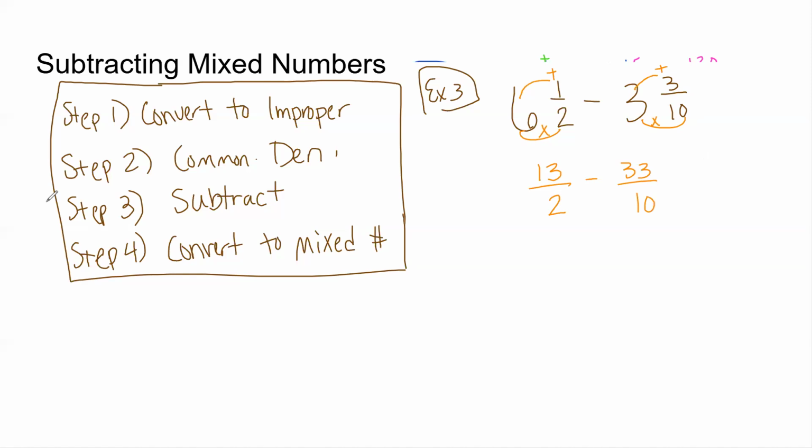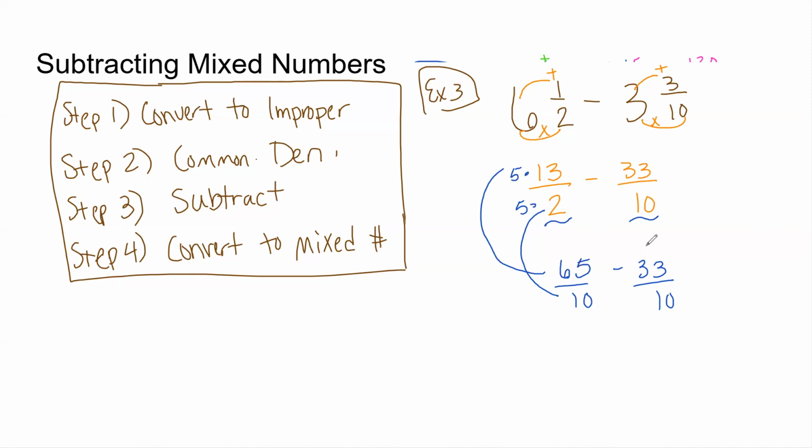We cannot subtract those. They do not have a common denominator. Go through your times tables for 2 and 10. They would both hit 10. So actually the second one, we don't have to mess with. Just leave the second one and change the first one to a denominator of 10. 2 times what is 10? That's 5. So now do 13 times 5, and that's 65.